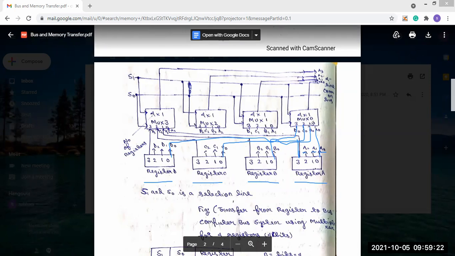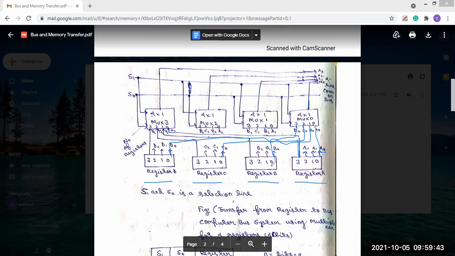So the 4 inputs of this multiplexer will be like this, and there will be 1 output chosen. Which output we will choose, you only know now that 1 output will be chosen from this.